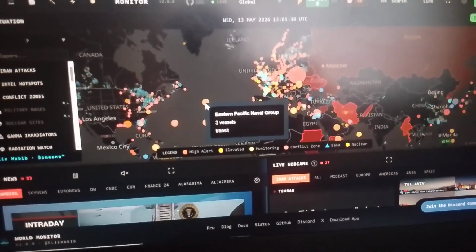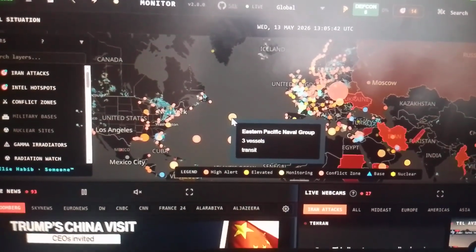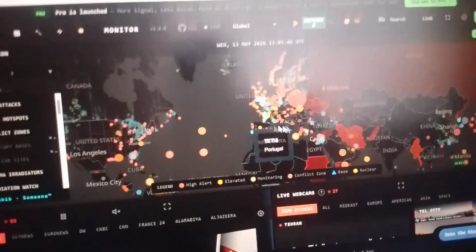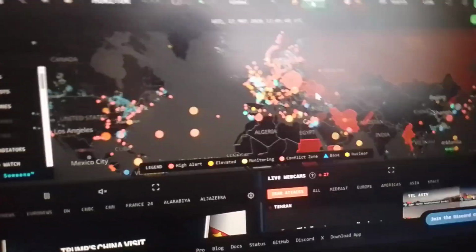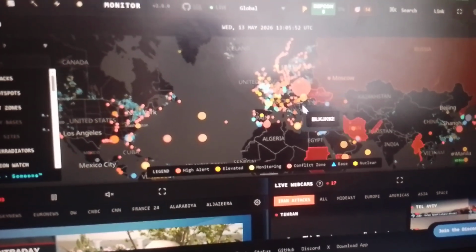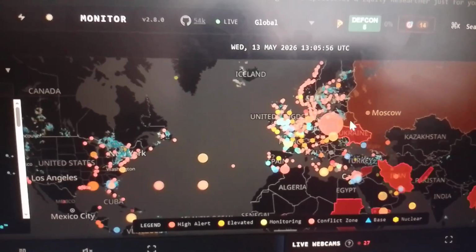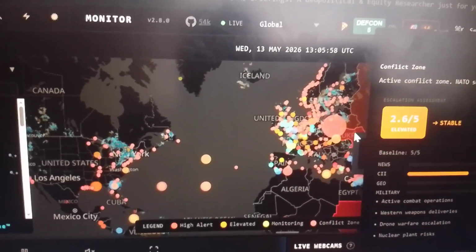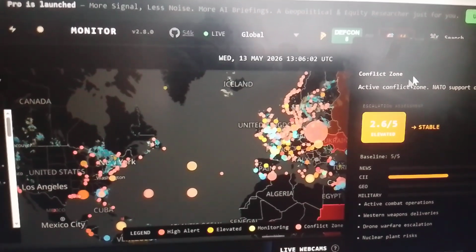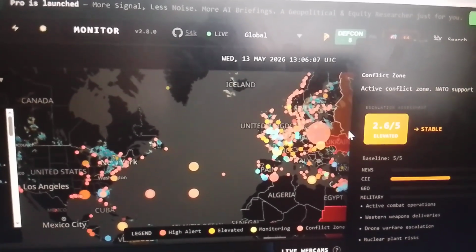As you can see, this is the Eastern Pacific Naval Group. They have 3 vessels there. Those who know about the war between Russia and Ukraine: the whole of this is Russia, and Ukraine is here. The conflict is here. As you can see, this is the active conflict zone between Russia and Ukraine. They are fighting over this area.